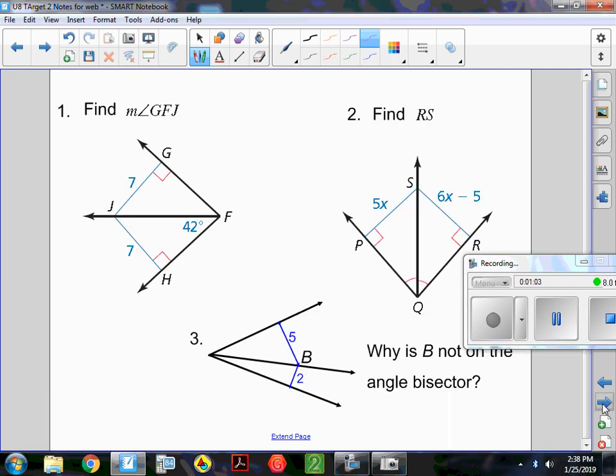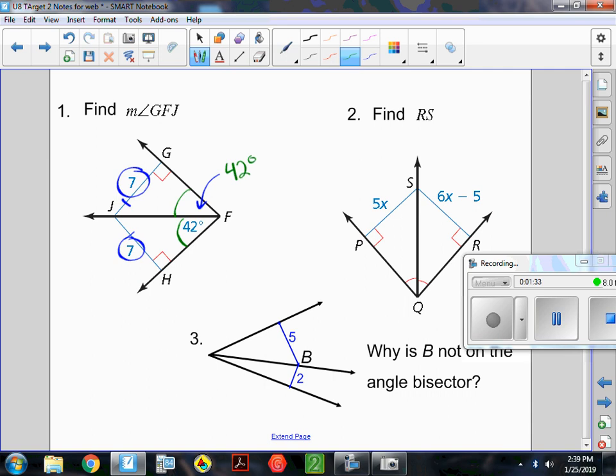So here's some examples. Number 1 says find the measure of GFJ. GFJ is right here. And so I can tell from these 7s on the side that J is the same distance from G as it is from H. That means that J is on the angle bisector of the big angle GFH. So if one of those angles is 42, the other one is also going to be 42.